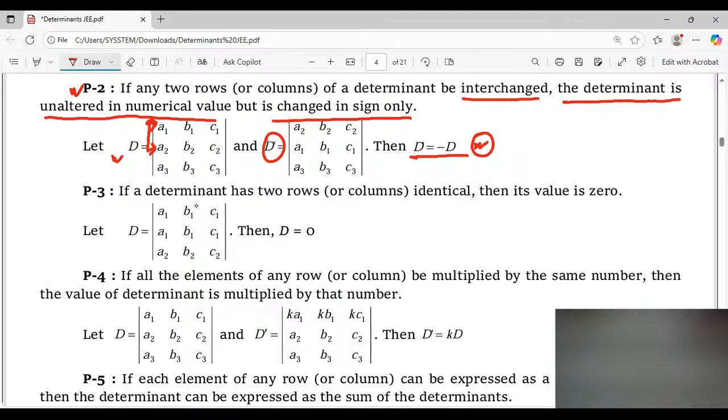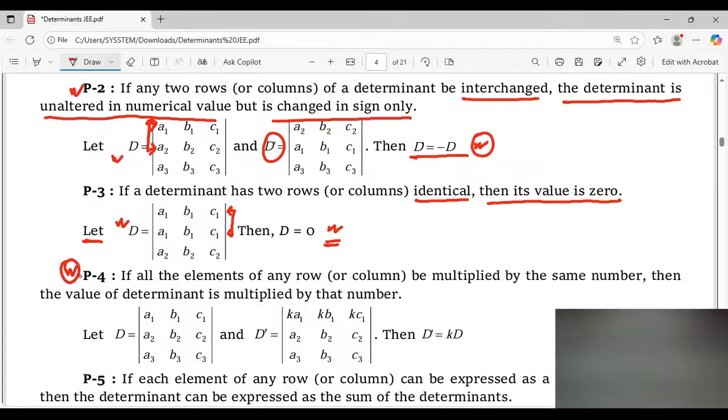If a determinant has two rows or two columns identical, then its value is 0. Let D equal A1, B1, C1 and A1, B1, C1. So this determinant has R1 and R2 equal. Therefore, the value of the determinant will be 0.